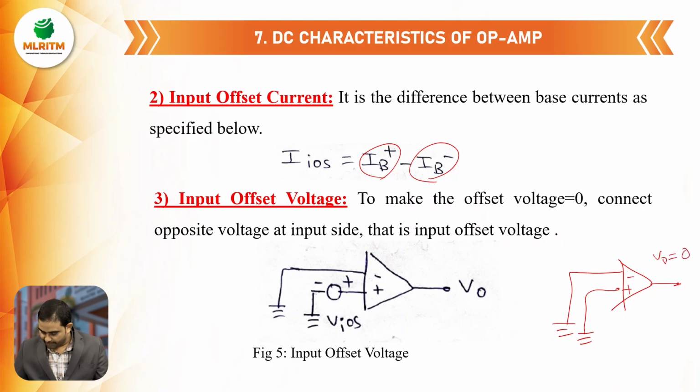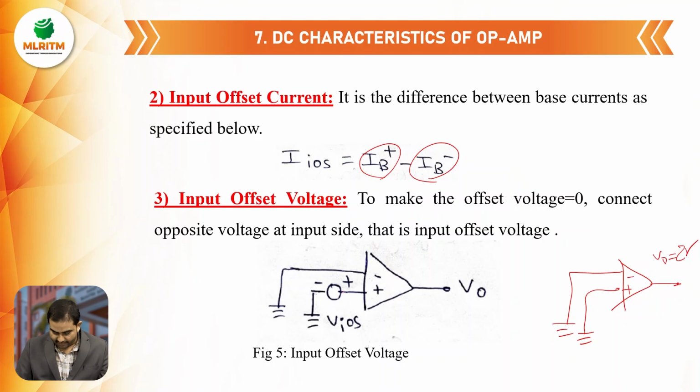Let us assume we are getting a voltage of some 2 volts. V naught equal to 2 volts. Okay. Now what do we have to do? We have to make this 2 volts 0, otherwise we will get error. How can we make this 2 volts 0?